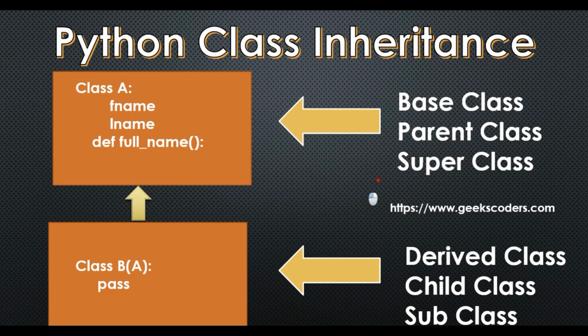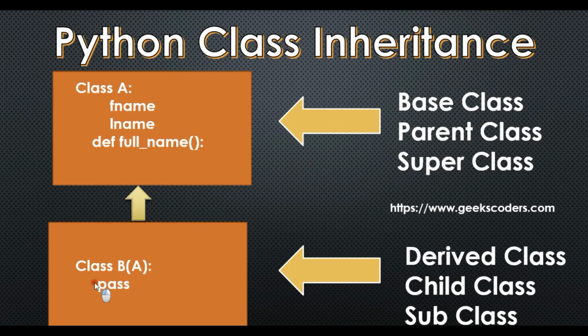Now, if you see in here, we have a class A and we have a class B. In class A, I have f name and also l name. Also, I have a method def full name, and this method will print the f name and also the last name. I have another class, class B. Now this class B extends from class A.